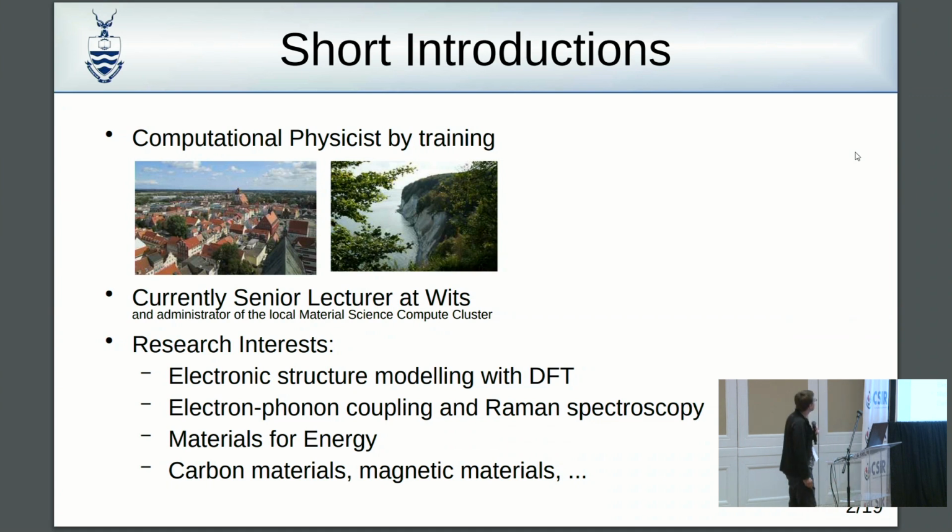So my research interests at the moment are basically electronic structure modeling in DFT. And for the theory/programming part, it's electron phonon coupling and Raman spectroscopy. I will be talking about that later. But I also am interested to some extent in the material science part, where I prefer energy materials, but I also work a lot with nanotubes and magnetic materials and so on. Whatever is interesting, whatever the experimental colleagues throw at me.